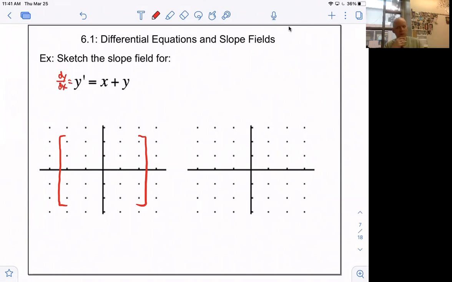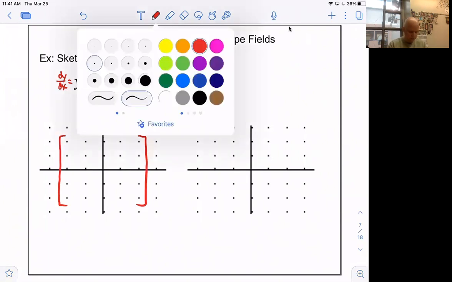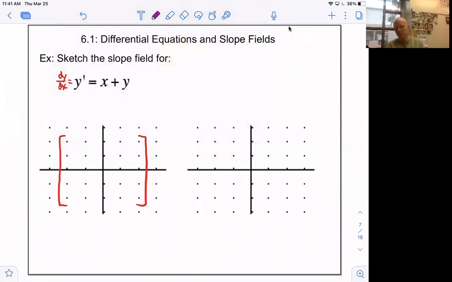What we're going to do here is pick points, plug things in, and just see what the slope is. Feel free to pause at any time and just try plugging in points and graphing the slopes on your own if you'd like. So I'm going to find dy/dx at the point (1, 1) first. 1 plus 1 is 2. So at (1, 1), I'm going to draw a slope of approximately 2.